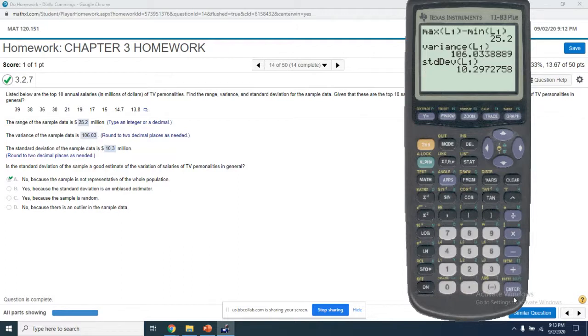Now, what the standard deviation measures is the deviations from the mean. And when I say deviation, that's how far away a particular value is from the mean. The standard deviation is a good estimator if you have a large enough sample, and if that sample is taken randomly. Notice that of all the TV personalities, and there are hundreds of thousands of them, 10 out of hundreds of thousands does not represent the whole population. So because of that, the standard deviation and the variance results that we have don't represent the whole population.